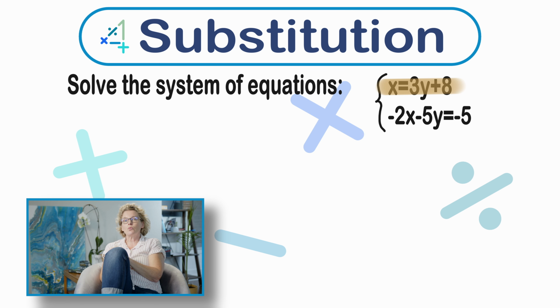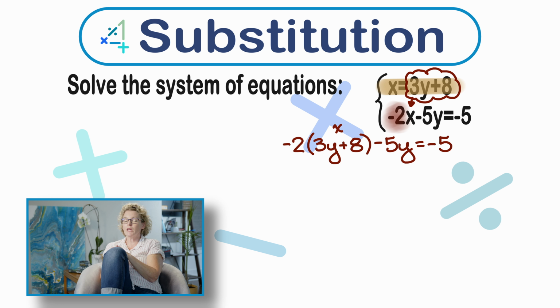If x equals 3y plus 8 and that same x is in the second equation, I can take this 3y plus 8 and substitute it in for x here. Important! Put that in parentheses because whatever x is also gets multiplied by negative 2 here, and a parentheses will remind us to distribute. Let's write it out. Negative 2 parentheses 3y plus 8 end parentheses minus 5y equals negative 5. Notice that we have an equation with just y's in it. We can solve for that.